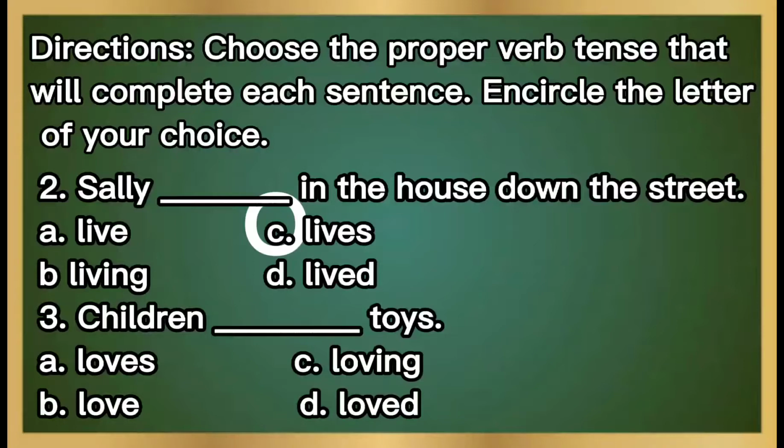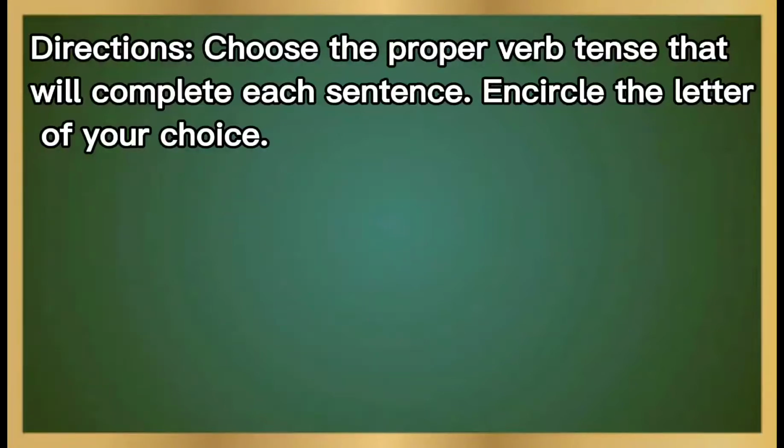Number 3, children blank toys. Children is already in plural form. That is why we will not be adding S to the verb. So the answer is letter B, love.